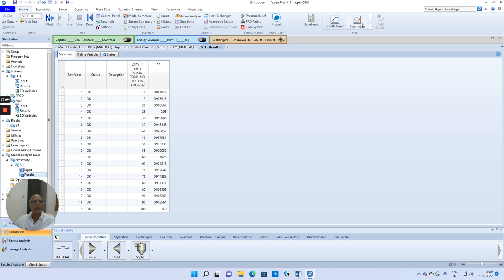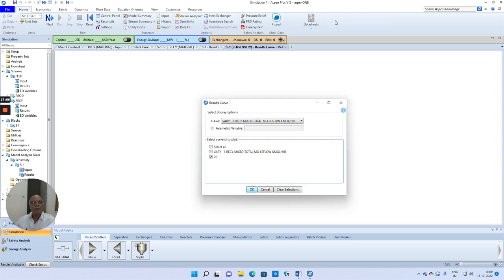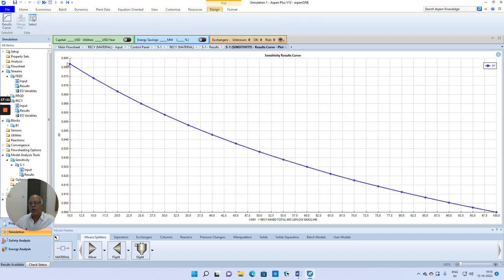So you can also look at the results curve from the sensitivity by going into the plot, click on whatever variables that you are interested. So this is how the product purity is changing with respect to the recycle flow rate, from 10 to 100. For example, if you are interested, it may be possible to identify the value corresponding to 0.95 from this plot. It is somewhere between 32.5 and 35, right? We know already it is 33.3, in fact, the actual solution.